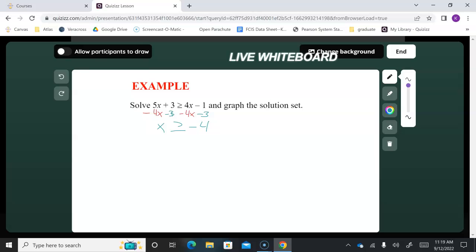Okay? Same steps with the inequalities as with the equation. Get your variables on one side by adding or subtracting. Move your constants to the other side by adding or subtracting. There's no coefficient, so I don't have to do any multiplication or division. So I'm done after the addition step. All right? Now, what's my interval going to be? X is greater than or equal to -4.